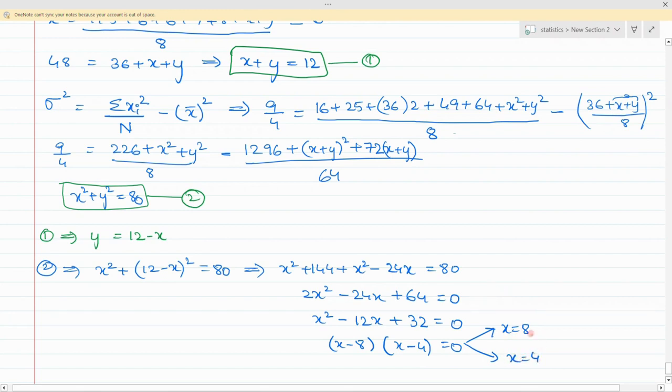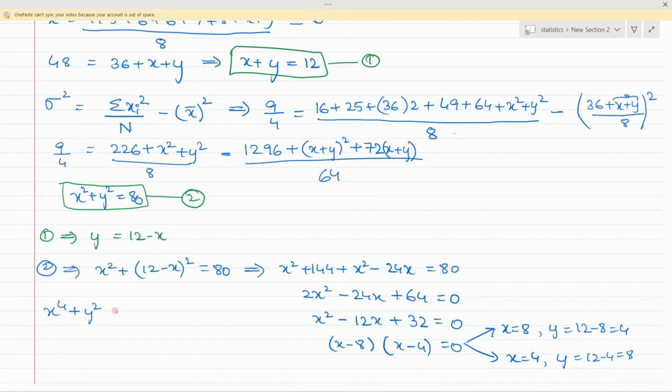So if x is equal to 8, y will be 12 minus 8, that is 4. If x is 4, y will be 12 minus 4, that is 8. So we need to find out the value of x power 4 plus y square. So if we take the first case, that is x is 8 and y is 4, it becomes 8 power 4 plus 4 square.